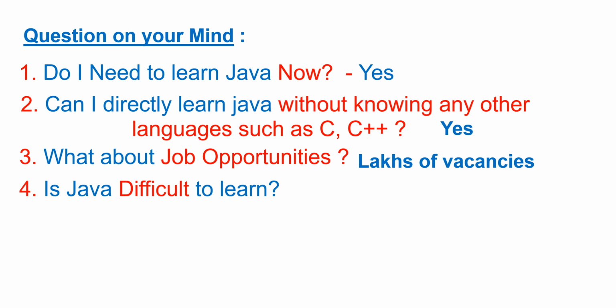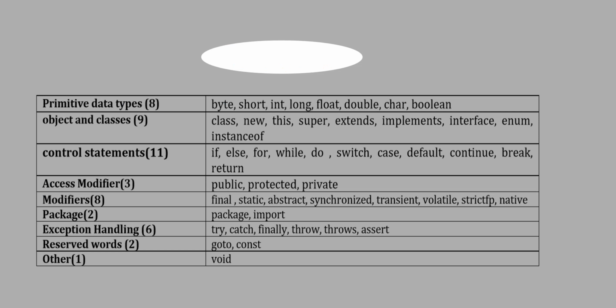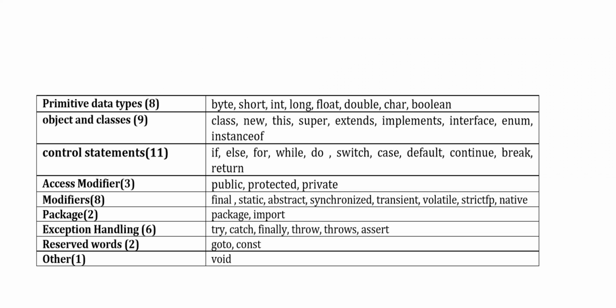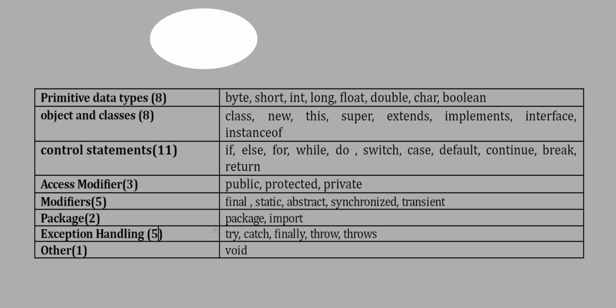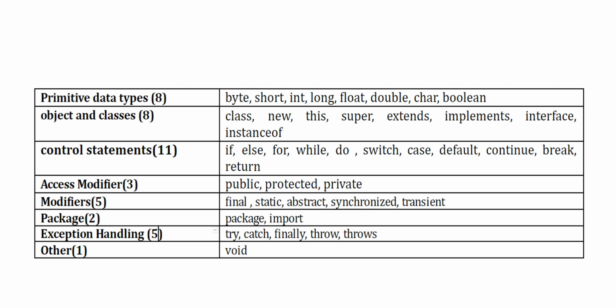Next question is, is Java difficult to learn? Definitely not. I love to answer this question in a very optimistic way. Java is a language which is constructed with just 50 keywords. And believe me, we won't be using 7 of these keywords, including reserved words, in Java. So, if you know where and how to use these 43 keywords, then you are an expert in core Java.